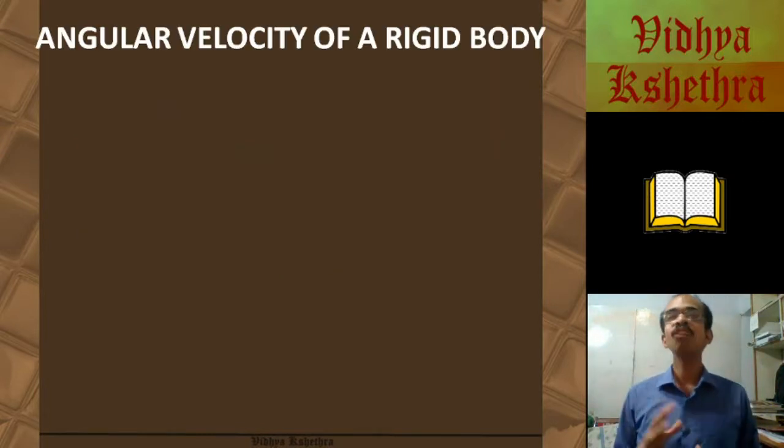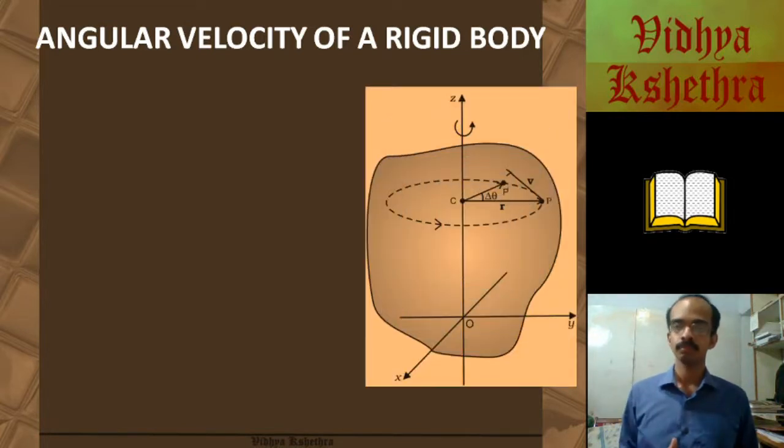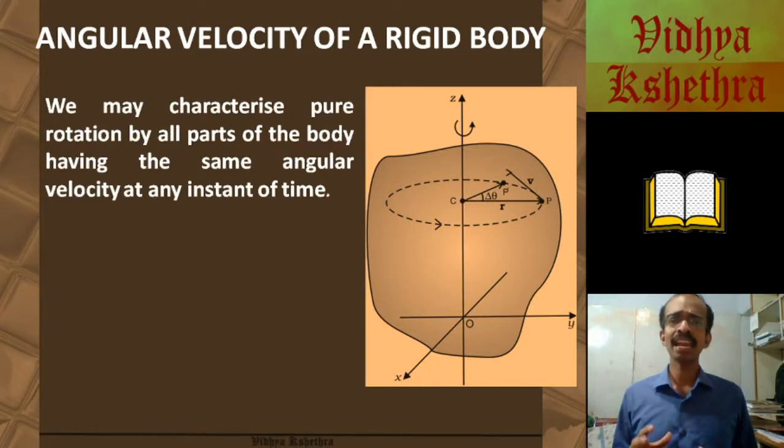Now we can see the angular velocity of a rigid body. This is a rigid body which is rotating. And we know that in the case of rotational motion, the particles are moving in a circle, with the center fixed along the fixed axis of rotation. So we may characterize pure rotation by all parts of the body having the same angular velocity at any instant of time. That is, in the case of a rotational motion, all the particles in the body will have the same angular velocity.